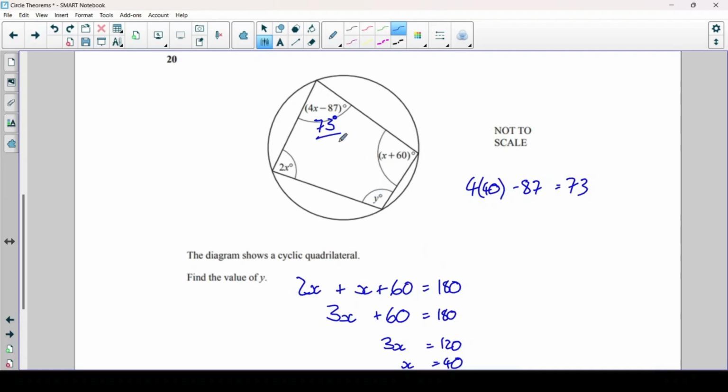And then y, well, that and 73 add up to 180. So to find y, we're just going to do 180 subtract 73, and what's that? 107 degrees.